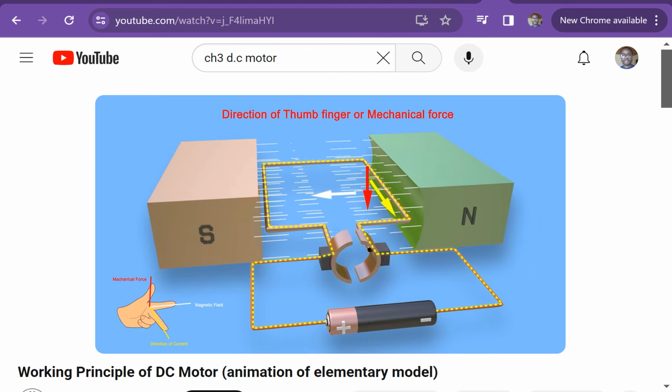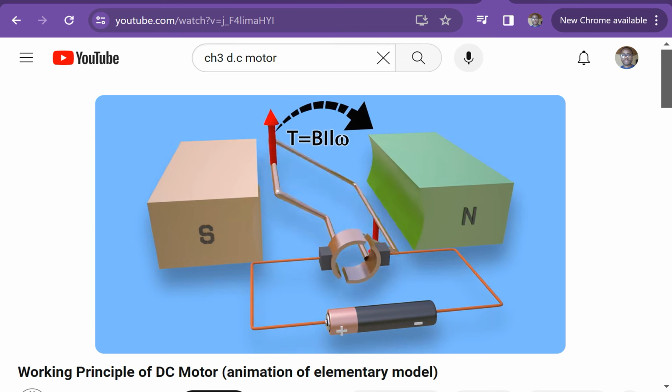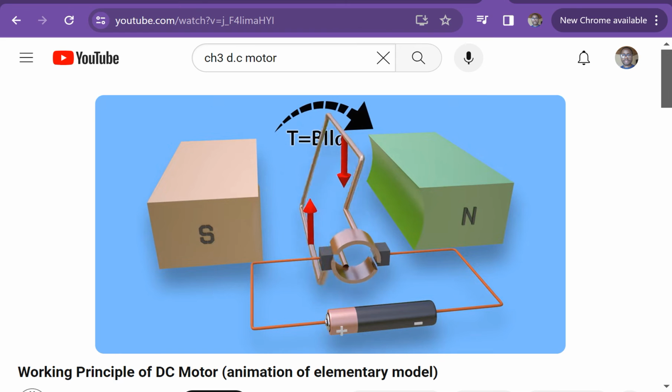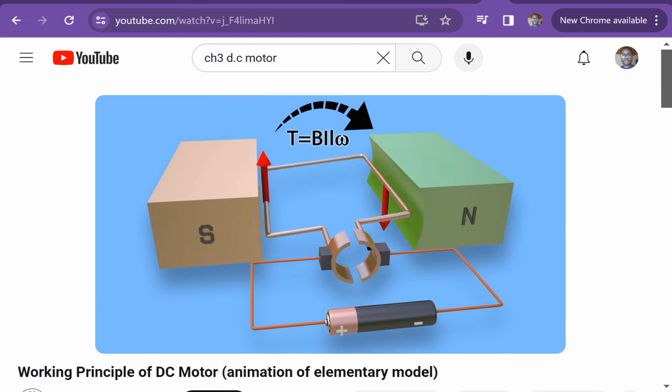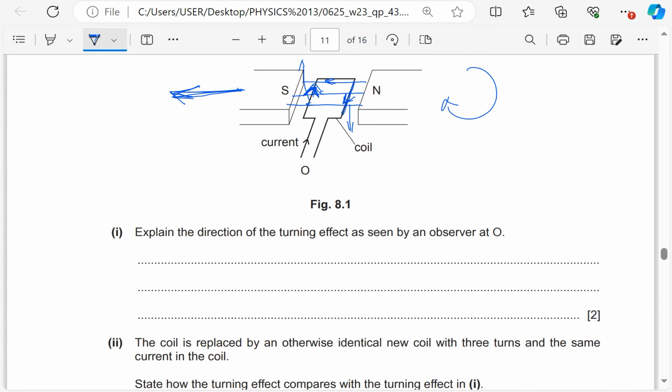The first finger is still pointing from right to left. The second finger is pointing in the direction of the yellow. The net effect is going to be that clockwise rotation as shown in that simple animation. So having seen that animation, we now agree that the rotation is going to be in the clockwise direction. So I'll simply say clockwise. So the direction of the turning effect is going to be clockwise.